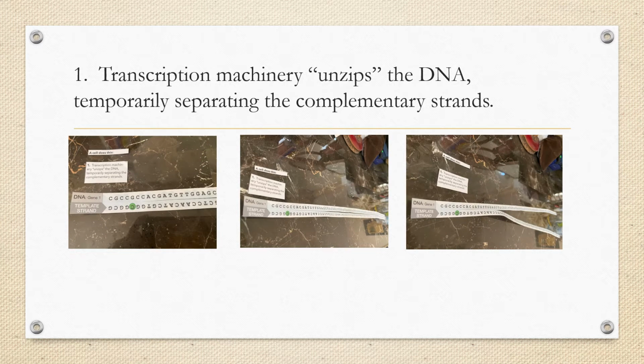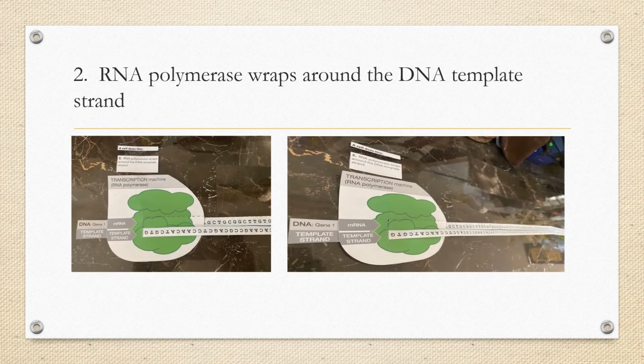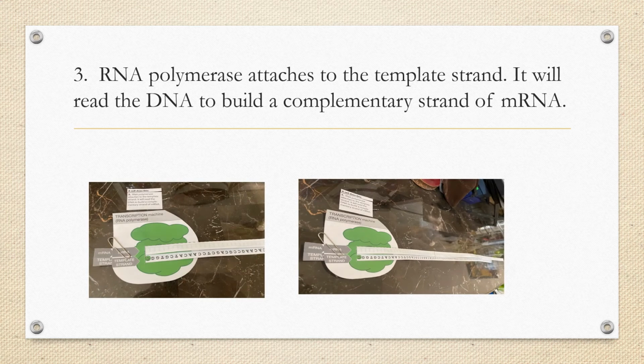Here are the steps of transcription. First, transcription machinery unzips the DNA, temporarily separating the complementary strands. Second, RNA polymerase wraps around the DNA template strand. Third, RNA polymerase attaches to the template strand. It will read the DNA to build a complementary strand of mRNA.